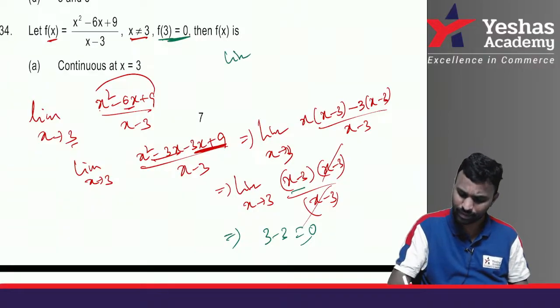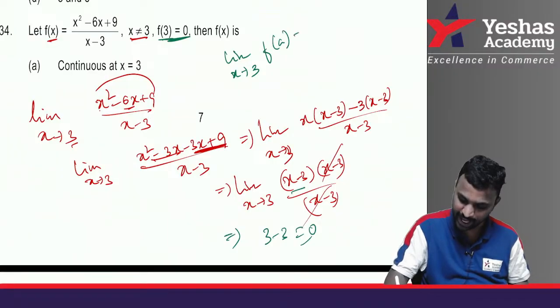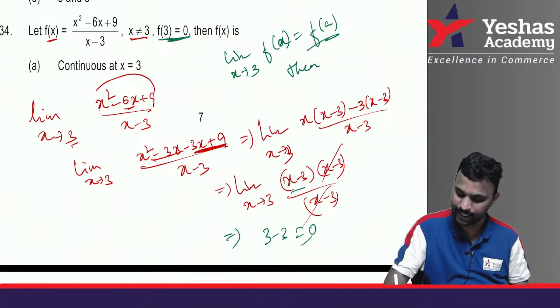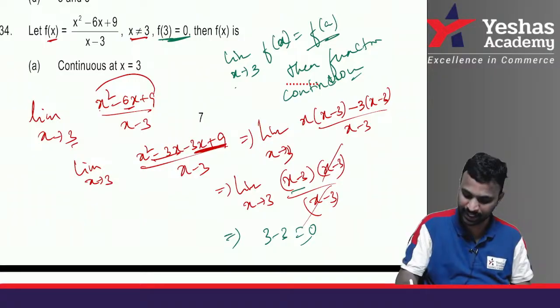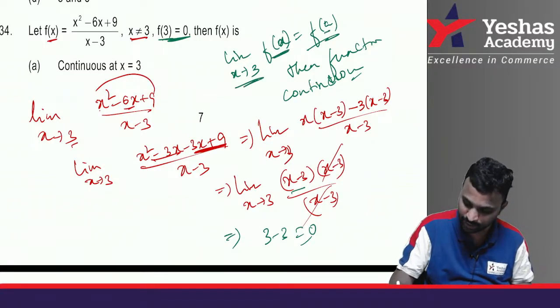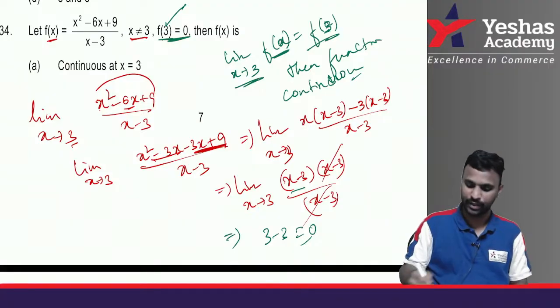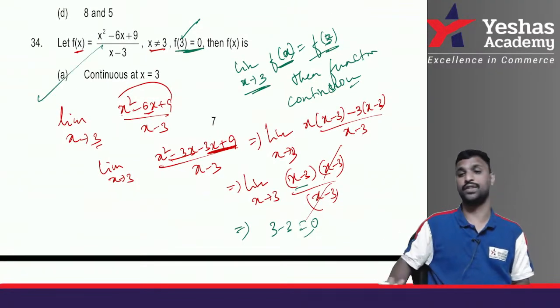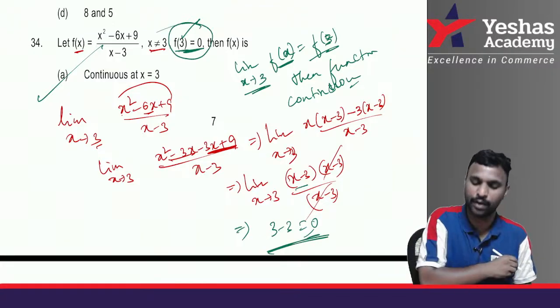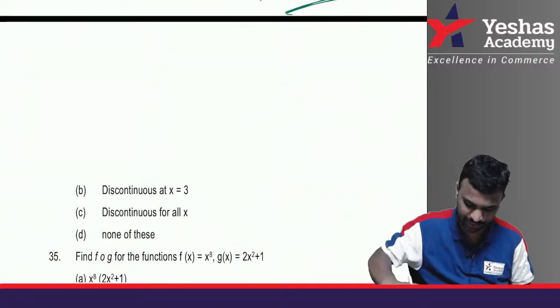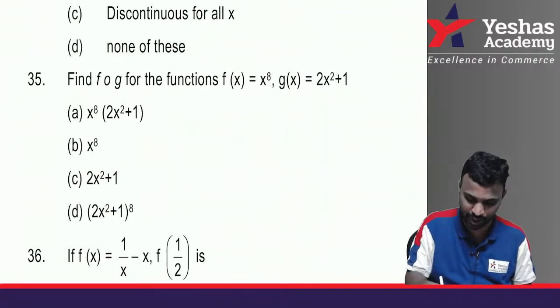Guys, when limit x tends to a, f of x is equal to f of a, then the function is continuous. Then the function is said to be what? Continuous. You can see limit x tends to 3, f of x is equal to f of a, where a is 3. So therefore, it's a continuous function at x equal to 3. You can see the limiting value of the function is 0, and at x equal to 3 also the function value is 0. Therefore, it's a continuous function. Right? Moving on to the next question, question number 35.